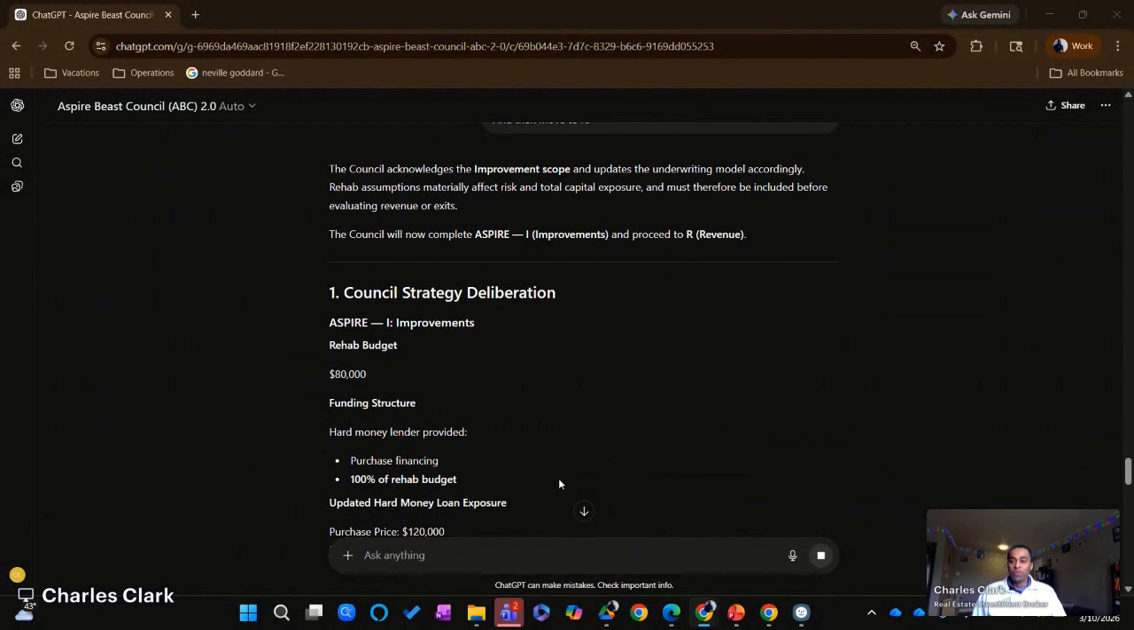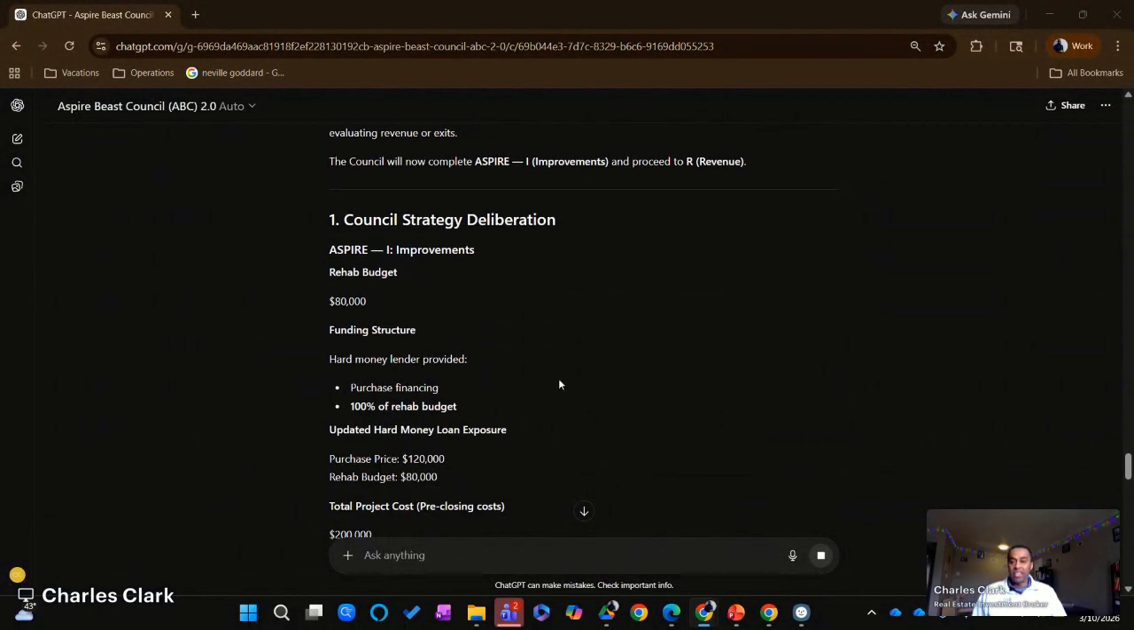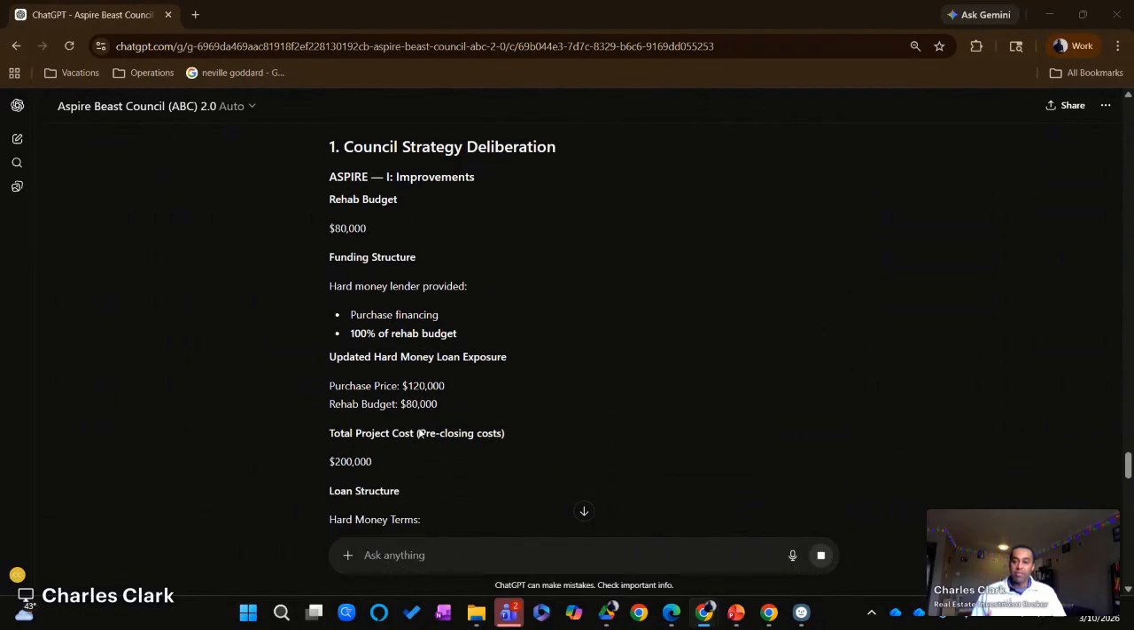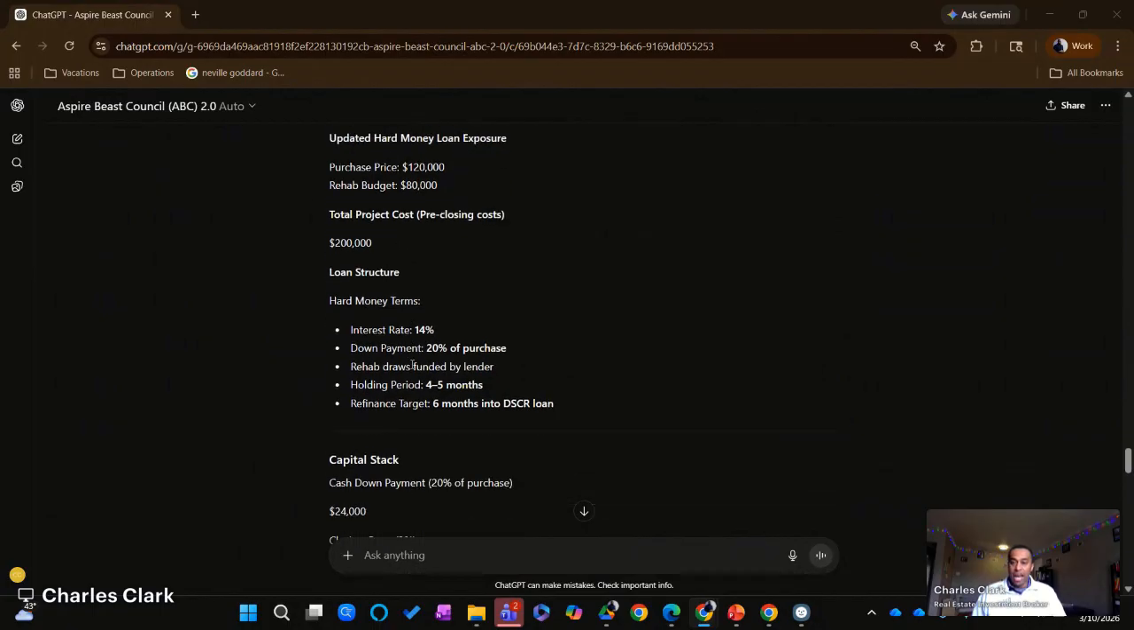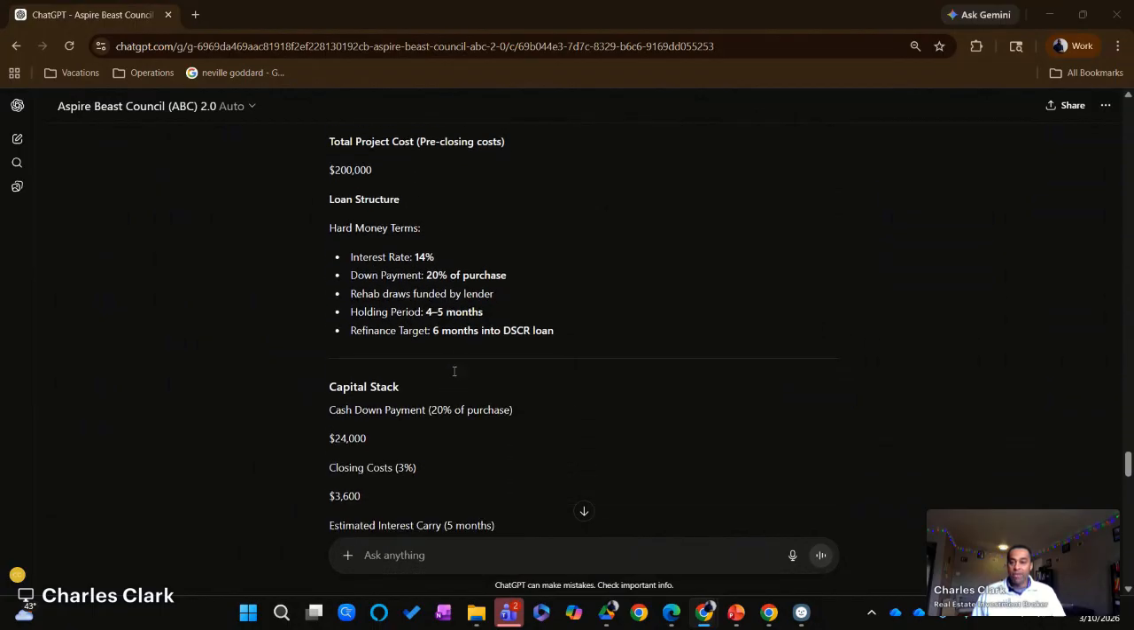All right, so $80,000 budget, purchase financing plus 100% of rehab budget. So the purchase price is 120, rehab budget is 80,000. So total project cost is 200,000. So now we are reassessing at that amount.